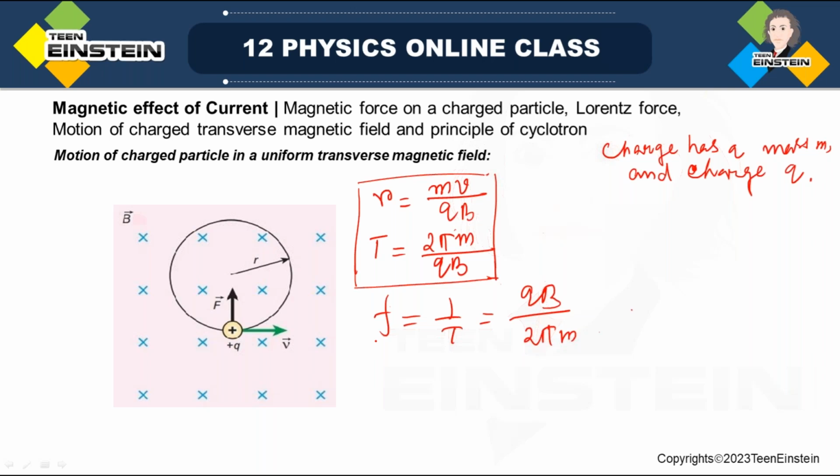If angular frequency is being asked, you can find it from here itself. How do you find angular frequency? Omega equals 2 pi f. If you multiply 2 pi with qB by 2 pi m, the 2 pi cancels out, and finally we get angular frequency as qB by m. So these are four parameters we can find out from here. See, one more thing we can find out.